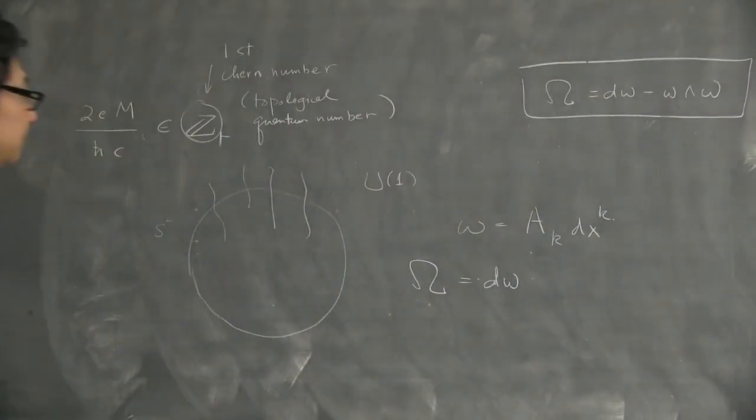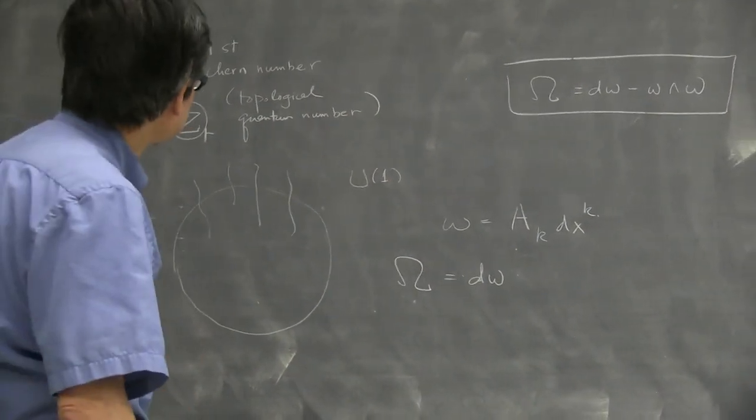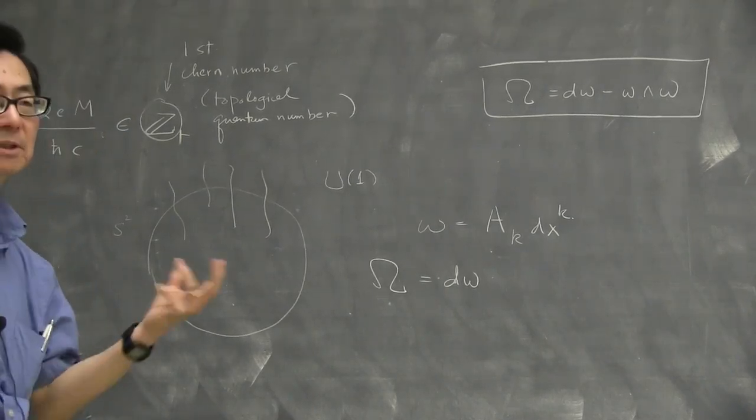I'm sorry, I rewrote that. That's the first Chern number, right? Yeah, that's called the first Chern number. Right. Chern is the name of a mathematician.